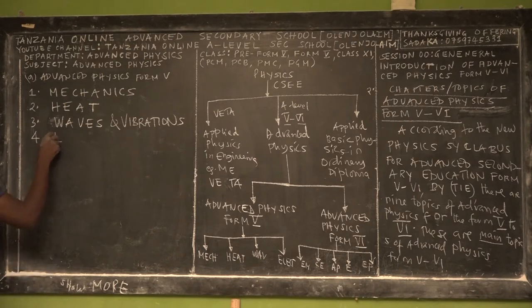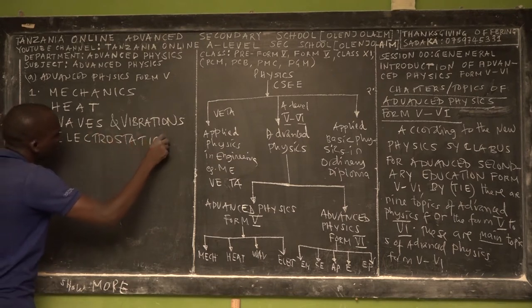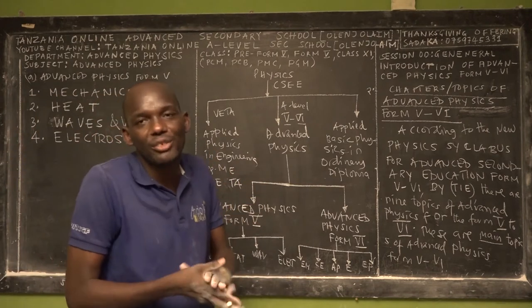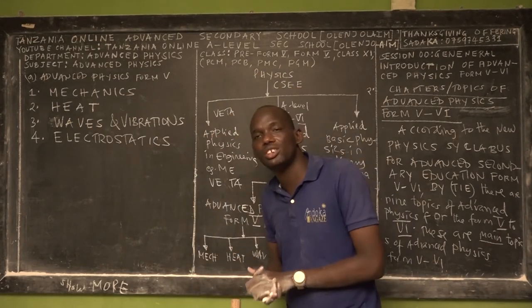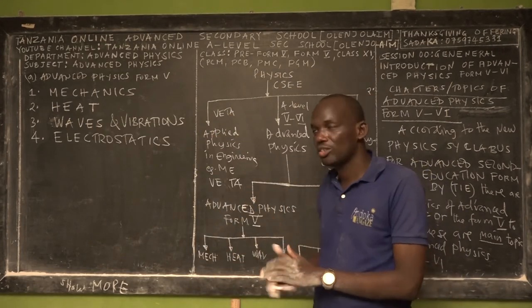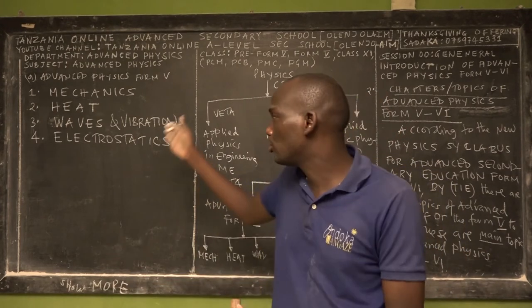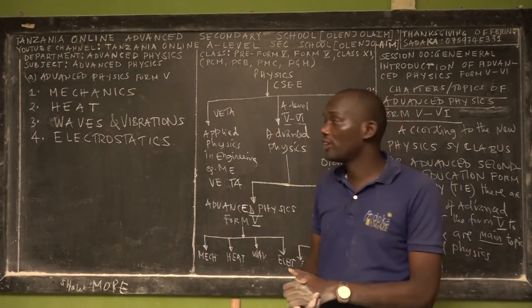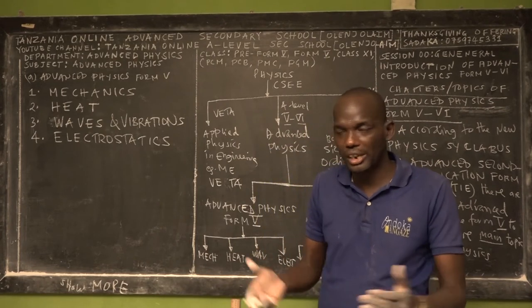The fourth main topic we call electrostatics. Some of the books call it static electricity. So in Advanced Physics Form 5, we have just four main topics, but each topic breaks down into branches. For example, heat breaks down into three topics. The first one is thermometry and thermometers, the second one is heat transfer, and the last one we call thermodynamics, the first law of thermodynamics.